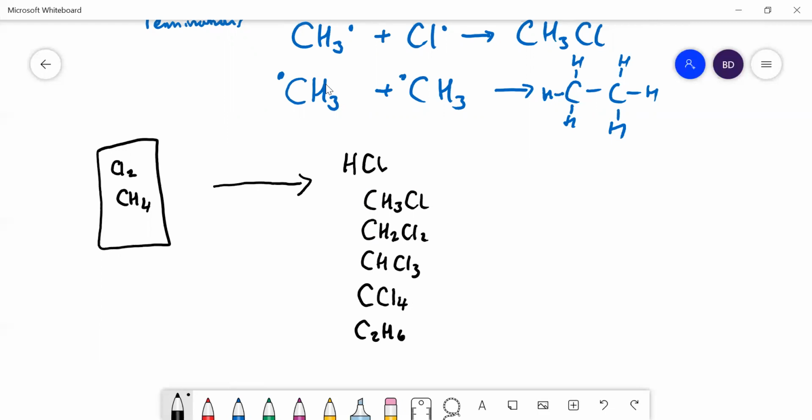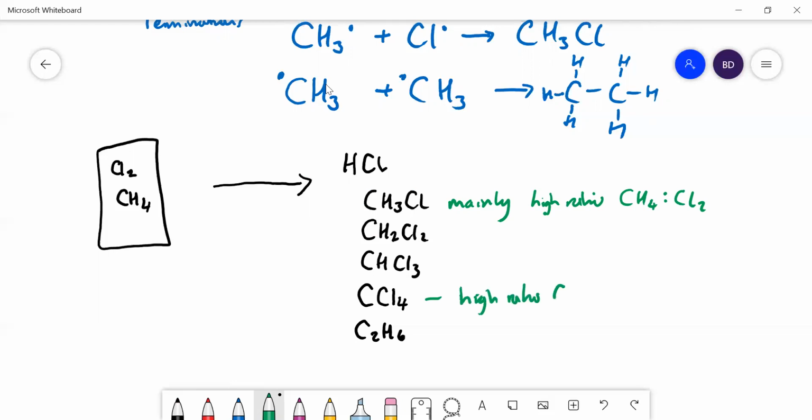Is there any way of controlling what you get exactly? Well, you always will get a mixture, but you can probably guess. If you want to get mainly this one, you would probably want to use a high ratio of methane to chlorine. So you haven't got that much chlorine about, so you only tend to replace one hydrogen. Whereas if you wanted this one, you would want a high ratio of chlorine to methane. You want more chlorine, not very much methane, if you want to get that one. So you could control it that way.